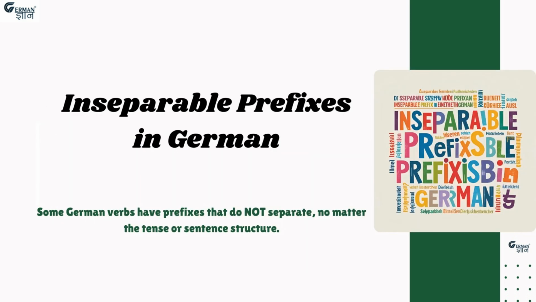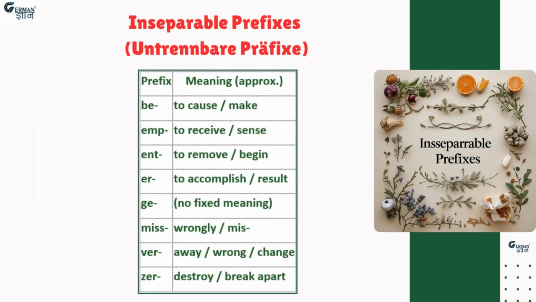Inseparable prefixes in German. That means there are some prefixes which look like separable, but they actually do not separate, no matter the tense or the sentences. Inseparable prefixes are be, emp, ent, er, ge, miss, ver, zer. Now I am going to tell you the meanings of these prefixes, but remember the meanings don't always work, means sometimes it changes the meanings also.